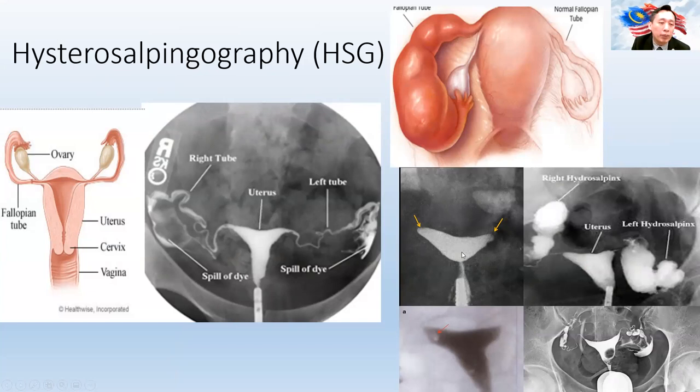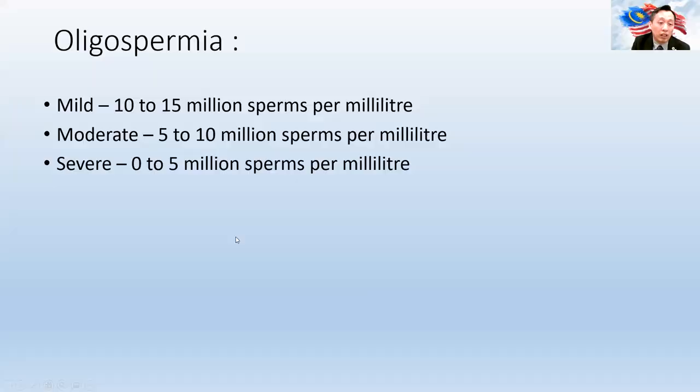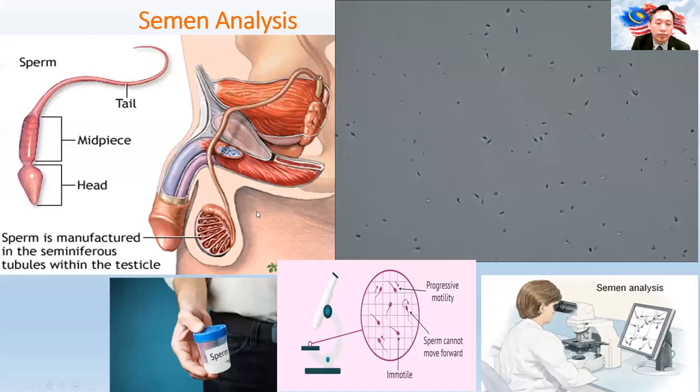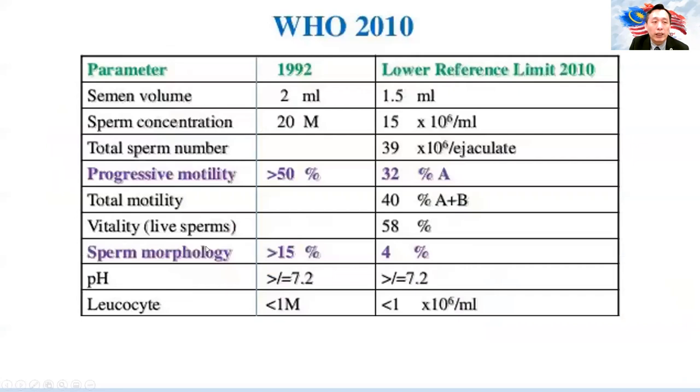So this is how the sperm looks. Normally the testes have two functions: to produce testosterone and also to produce sperm. Normally semen analysis is done under a microscope. Total concentration is about 50 million in the latest reference. Total sperm is 39 million, progressive motility is 32%, motility about 40%. Normally the pH is alkaline, and the morphology about 4%.